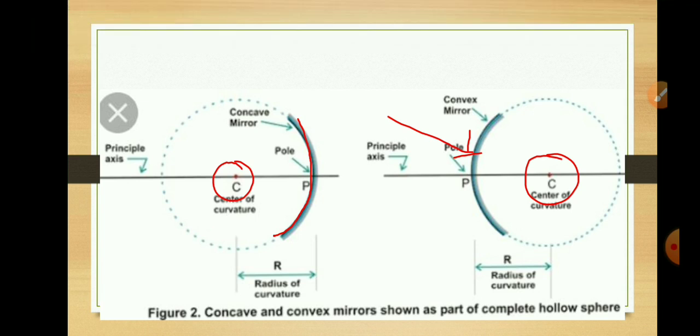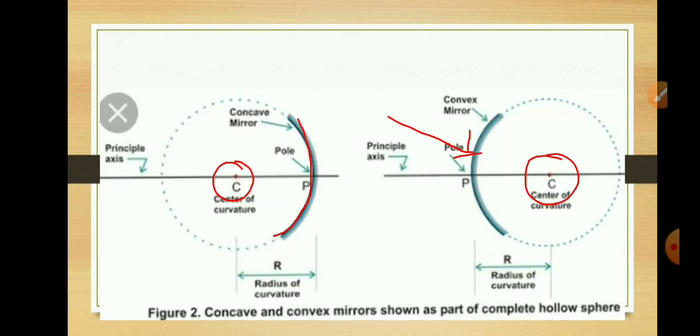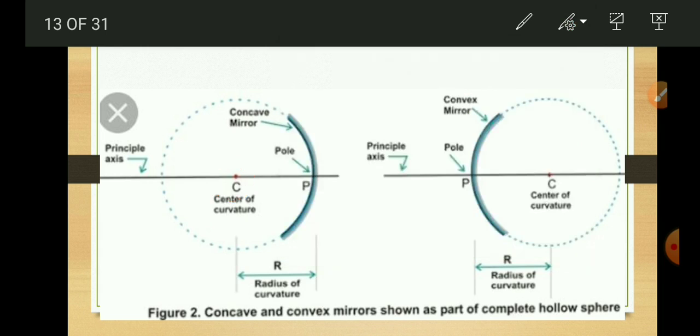Next term is radius of curvature. It is the radius of the hollow sphere of which the reflecting surface of the mirror is formed. It is denoted by capital letter R. We can see here the radius of curvature. This is the radius of the hollow sphere, and this is the radius of curvature. Because the radius of curvature is the radius of the hollow sphere, it is denoted by capital R.